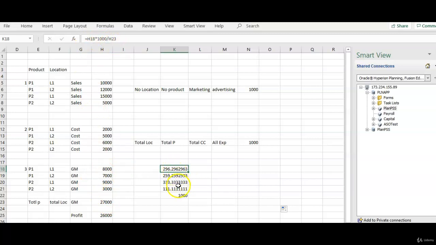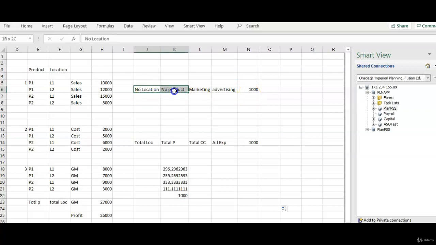So if I write it for all products and locations, the ultimate allocated amount is also 1000. So we are taking 1000 as the advertising expense and distributing this 1000 to various products and locations. So this is our requirement. Already marketing expense is coming against no location, no product. And we are again distributing this 1000. So that means it's double counting. So in order to avoid double counting, I need to make an offset or reversal for this entry.